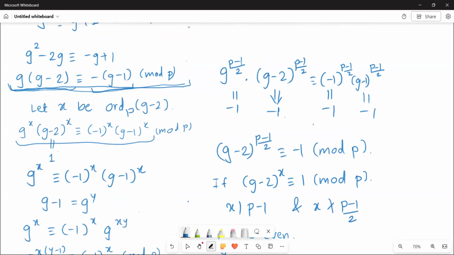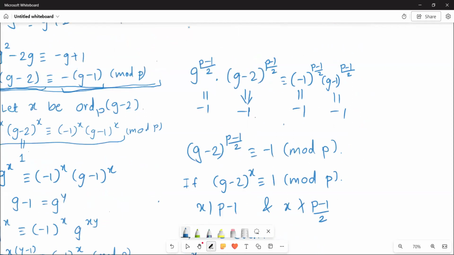Let's consider what happens for p minus 1 by 2. So this equality is settled. This equation holds, right? And we know g to the power p minus 1 by 2 is congruent to minus 1 because g is a primitive root. We don't know about g minus 2. Minus 1 to the power p minus 1 by 2 has to be minus 1 because p is congruent to 3 mod 4 and so this quantity is odd. Similarly, this has to be minus 1 because we just showed g minus 1 is a primitive root. And since this equation holds, this implies g minus 2 to the power p minus 1 by 2 is minus 1.